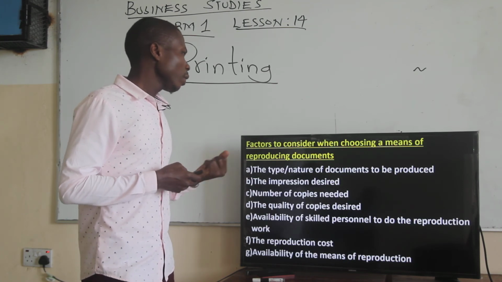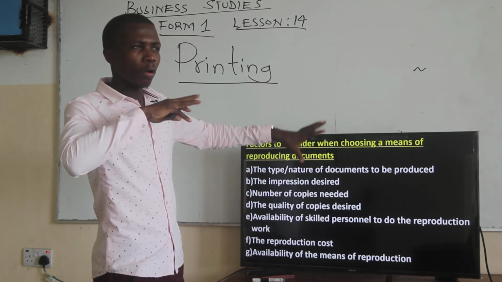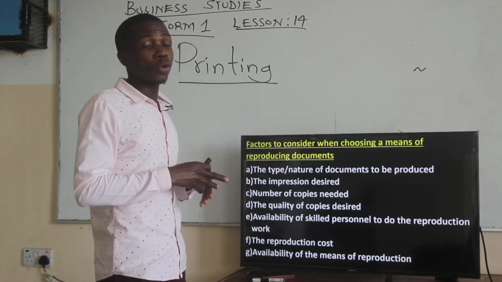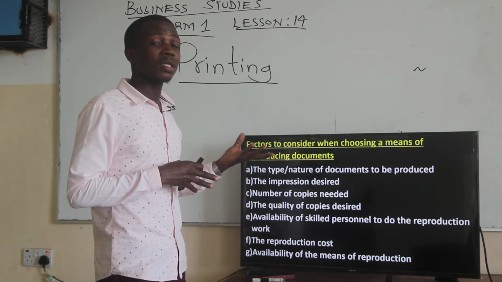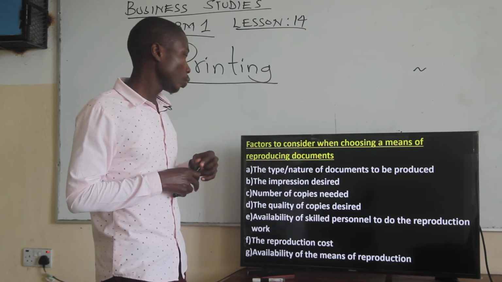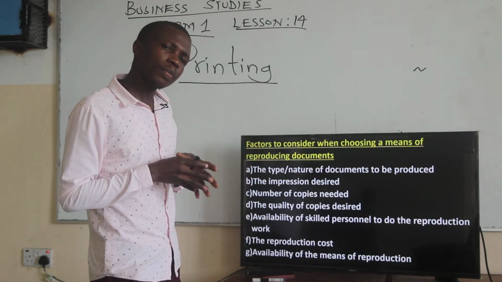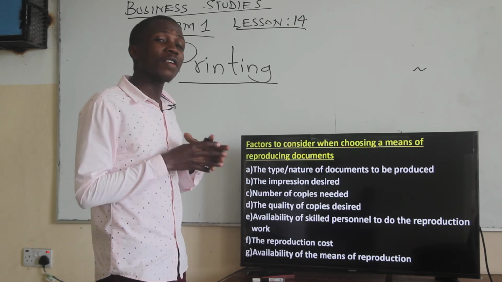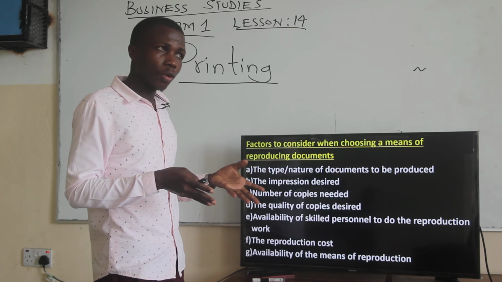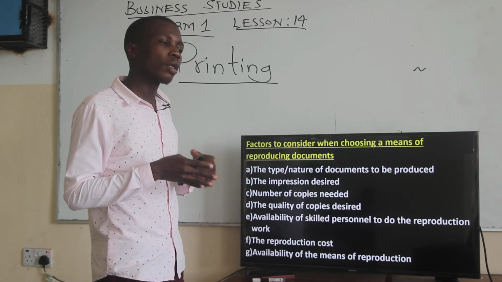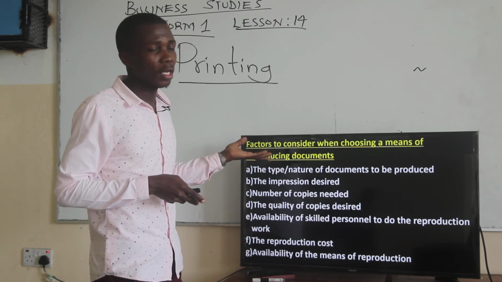Then let's look at the factors to consider when choosing a means of producing documents. When you want to choose among all of these means of producing documents, what are the factors you put into consideration before you decide on the method you want to choose? One, the type or nature of the document you produce. If the documents you want to produce are very many, or the document is supposed to be displayed, that's when you'll be choosing offset lithography that we have just discussed.